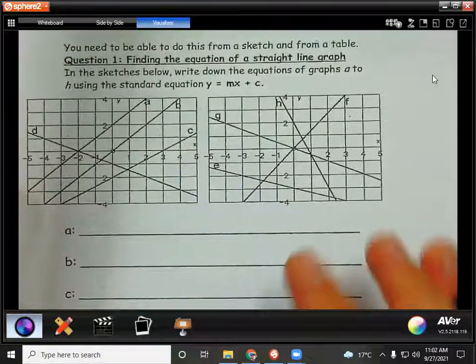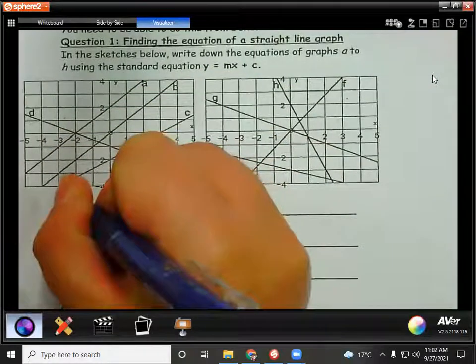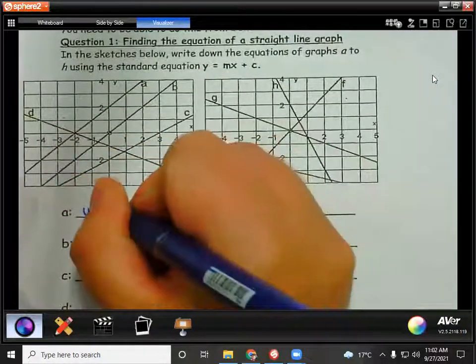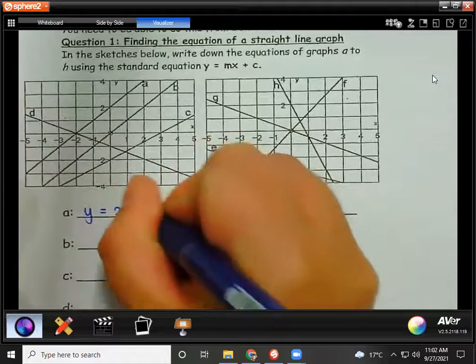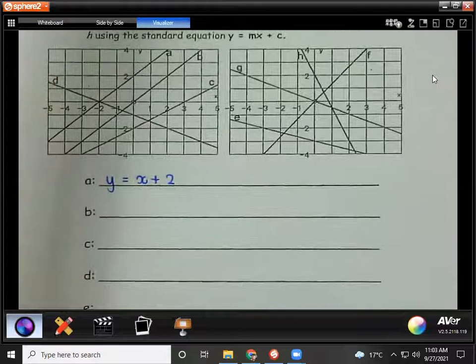I think I did the first one with you, hey? What was the first one again? What was the answer there? Y equals x plus 2. Okay, yeah, sorry, I don't know where that page is. I was filling them all in. Can't find that page now.